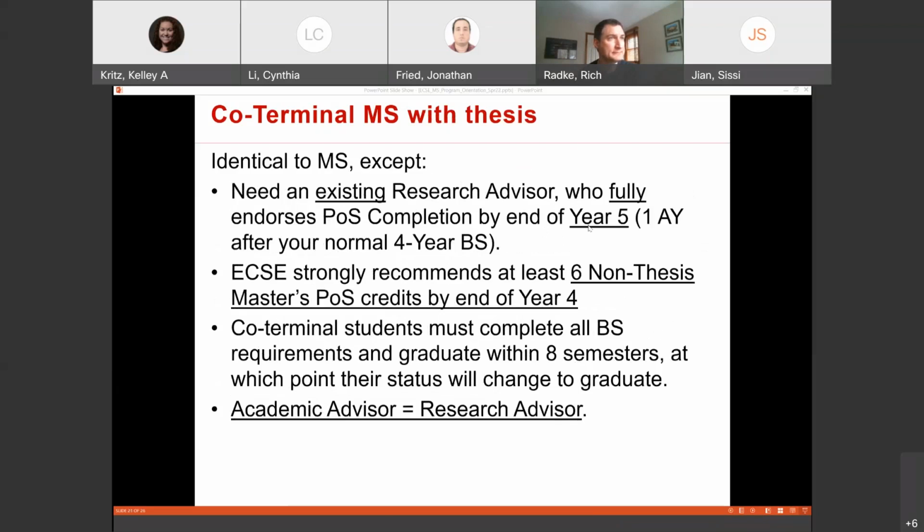And then the thesis thing is basically the same, except again, you need to find a research advisor, and you have to have that person hooked up basically already. I would say if you want to do a master's thesis, this is the moment where you have to know who your advisor is, so this is the time to talk to potential advisors, nail that down, and have that person become your academic advisor also.